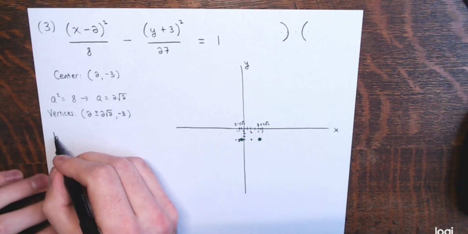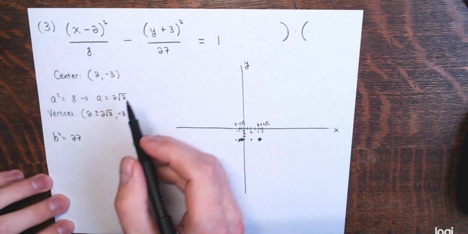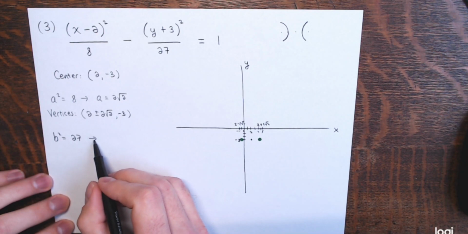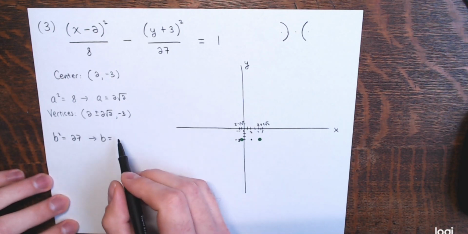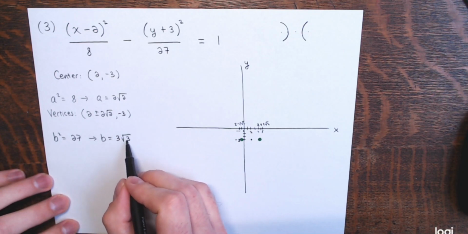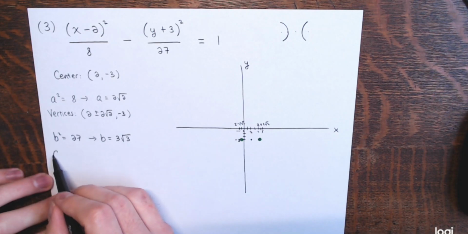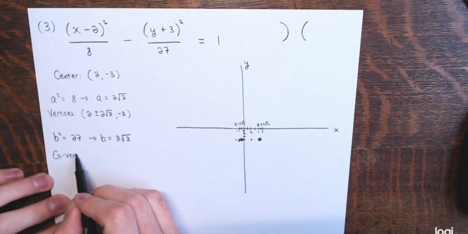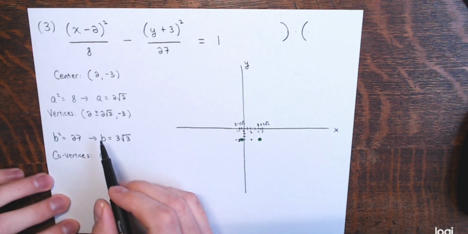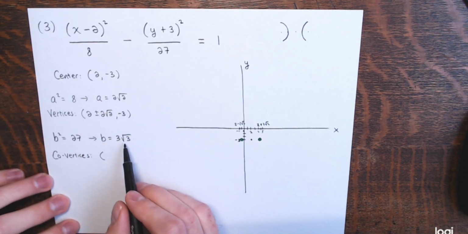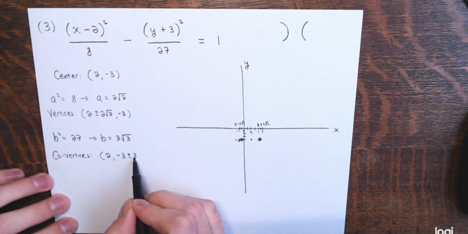Alright, then b squared is the other denominator, under the term with the negative coefficient, right? And that is 27. So b is the square root of 27, which simplifies to 3 times the square root of 3. And so I can find the co-vertices, which will be above and below the center. So I can take the coordinates of the center, and I'm just adding and subtracting this to the y coordinate. 2 and then negative 3 plus or minus 3 root 3.